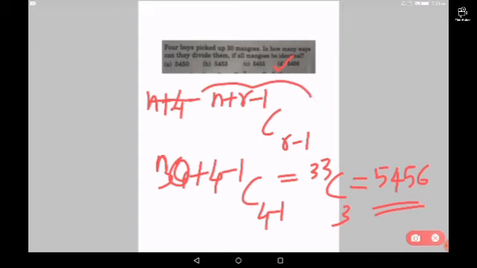This is the formula we should be knowing in such cases where there are a total number of n objects and we should divide them among r people or r objects. Then how many ways to divide them? n plus r minus 1 c r minus 1.